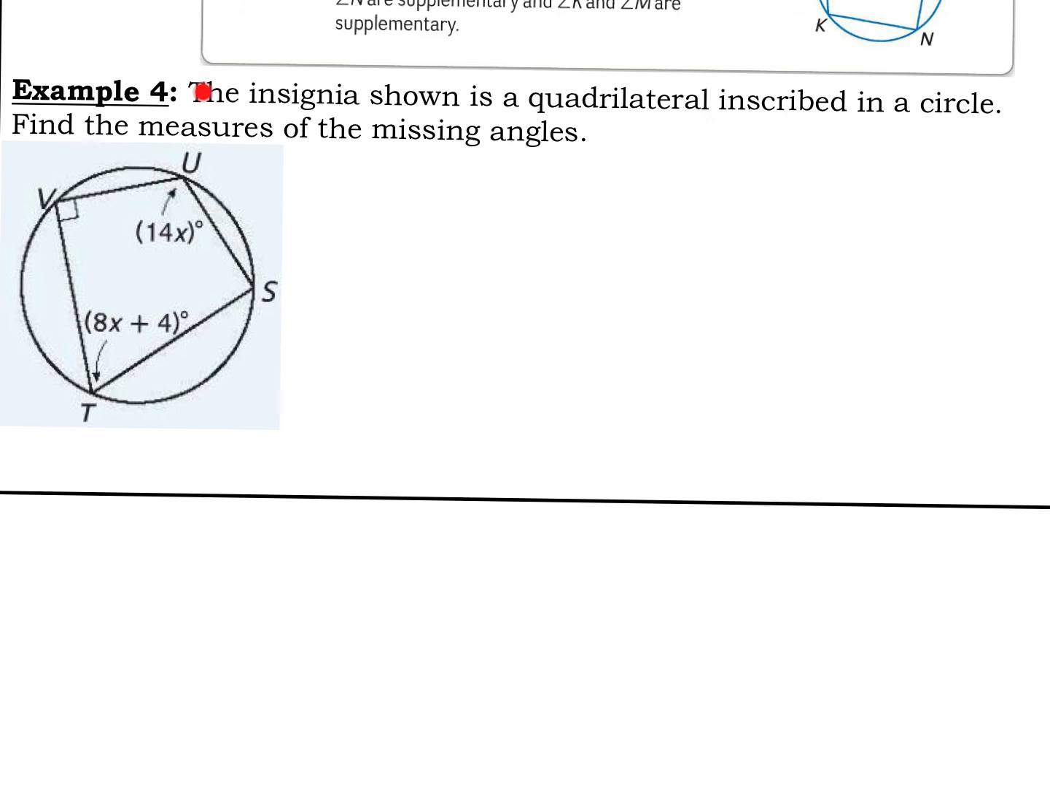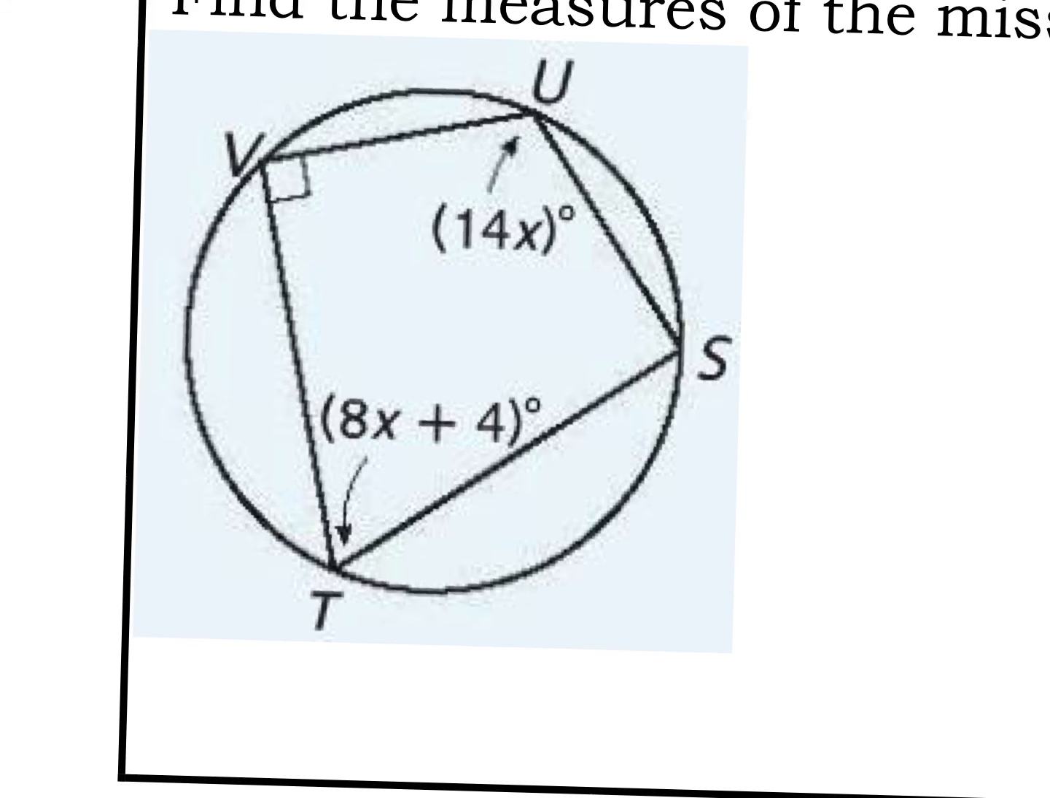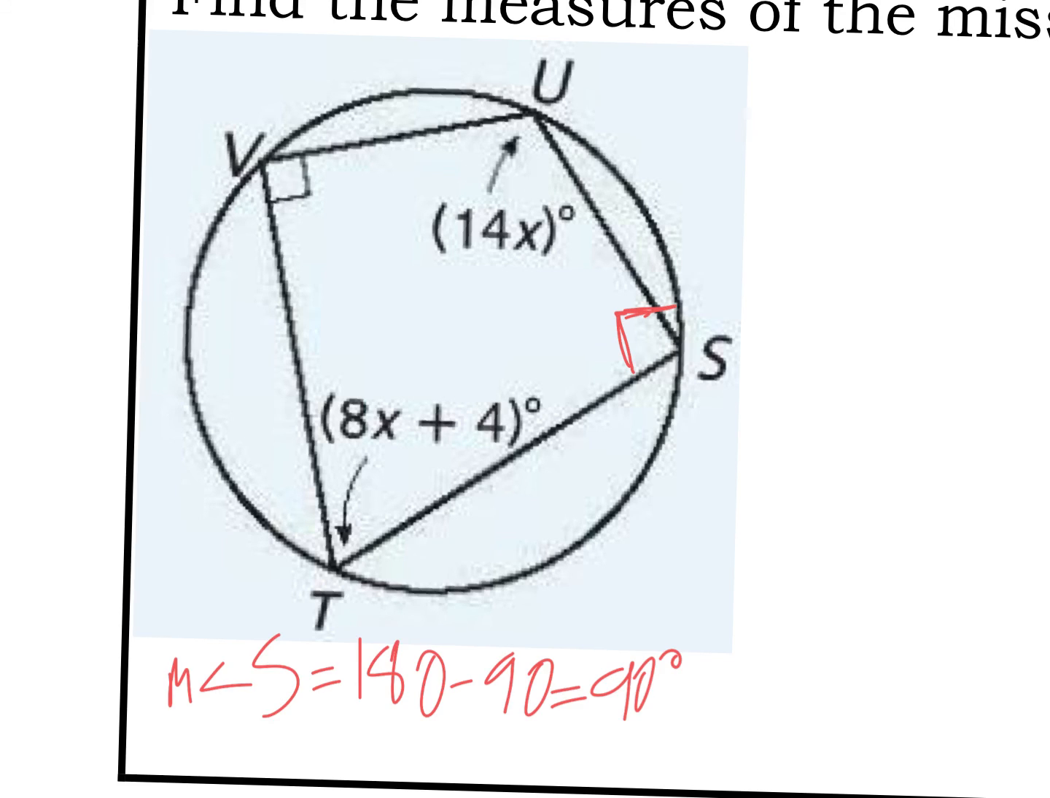Example 4 says, the insignia shown is a quadrilateral inscribed in a circle. Find the measures of the missing angles. Looking at this picture, the one thing I'm given is that angle V is 90 degrees. Since opposite angles are supplementary, meaning they add up to 180, and 180 minus 90 is 90, that tells me the angle across from it, angle S, is also a right angle. So I'm going to put a little right angle symbol right there, and just to show my work, I made note of it down below.